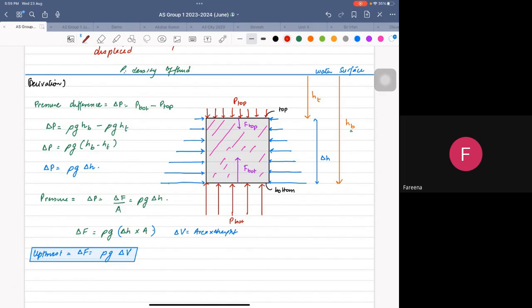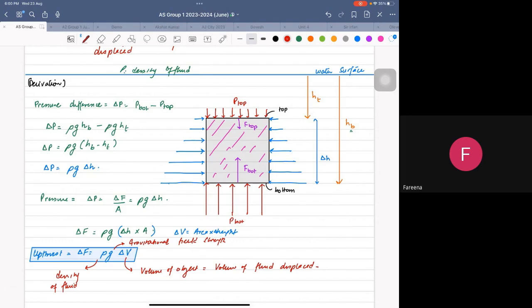Where I would like to tell you that this rho is the density of fluid. It could be water, it could be anything. This g is the gravitational acceleration or field strength, and this delta V is the volume of the object, which is also equal to the volume of fluid that is displaced, because the same volume of fluid would have to go somewhere else, because this is the amount of volume that has gotten into it. Do you guys get it?